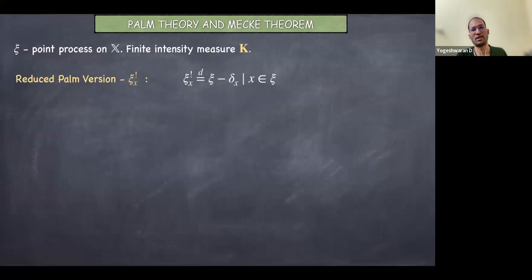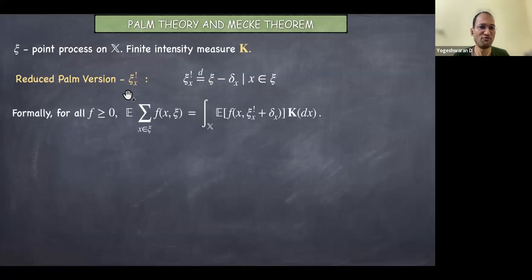So I take xi to be a point process on X with finite intensity measure k. A reduced Palm version of xi at x, which I call xi_x with an apostrophe, is nothing but xi conditioned on a point x belonging to xi. This is a probability zero event, but nevertheless you can condition and remove this point. Condition on x belonging to my point process and remove the point. The distribution of that new conditional point process is what I call the reduced Palm version.